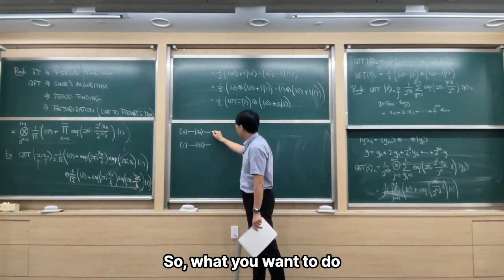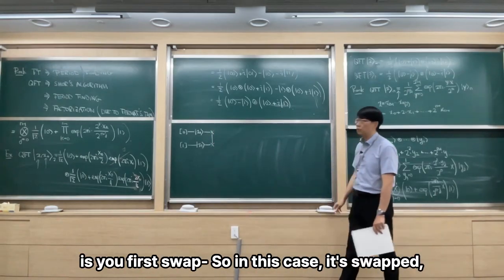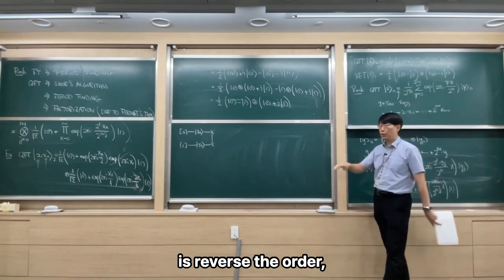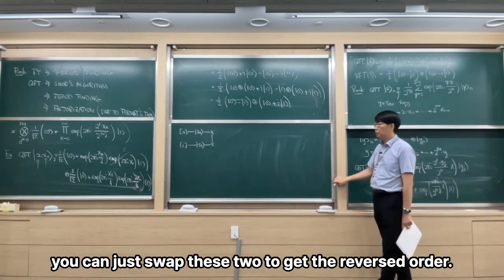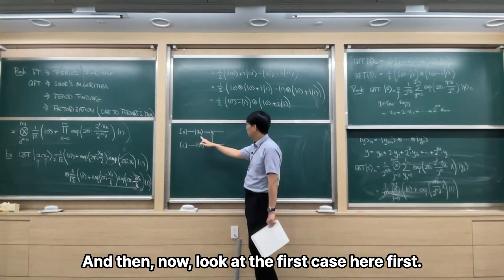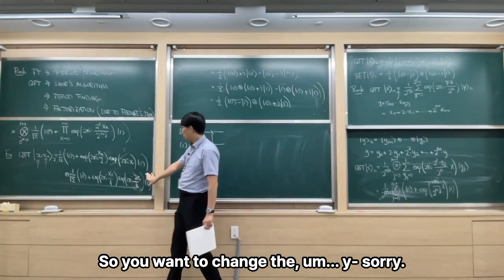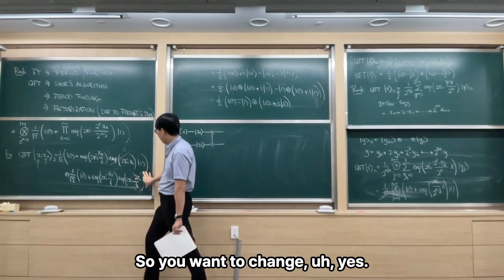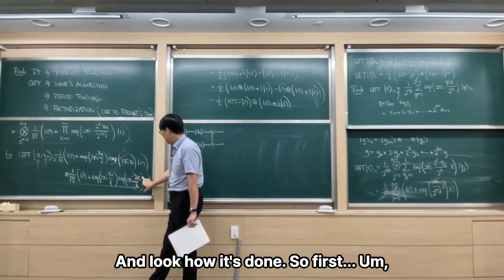So what you want to do when you really implement the quantum Fourier transform is you first swap. So in this case, it's a swap, but actually what we are doing is to reverse the order. But in the 2-qubit state case, you can just swap these two to get the reversed order. And then, now, look at the first case here first. So you want to change the qubit 0 into this state, and look how it's done.